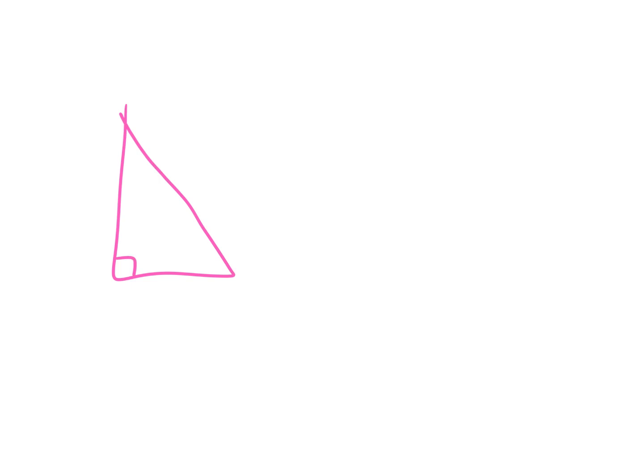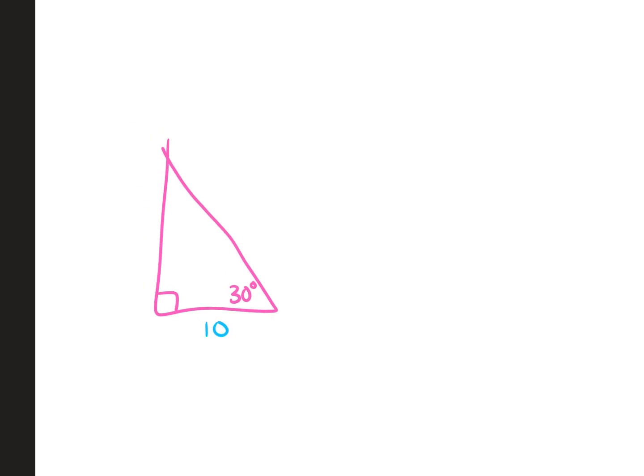So let's say we were given this triangle. We have 30 degrees, and this side is going to be, let's say 10. So this is just an extra example. And let's say that this is x. So we have to find x. What would I need to do to find x?